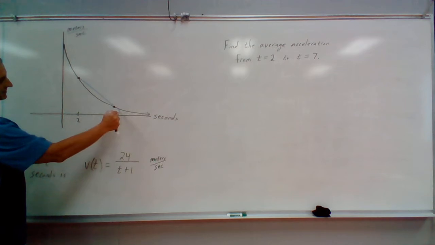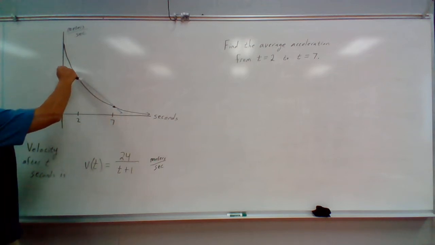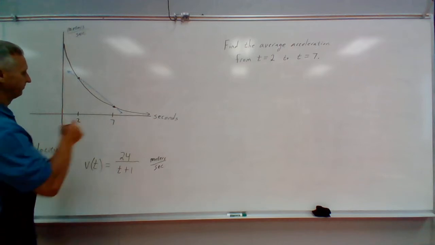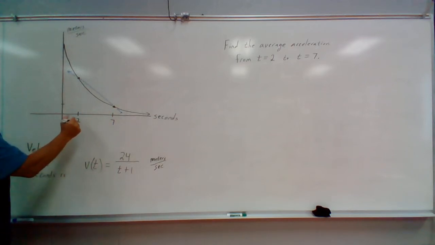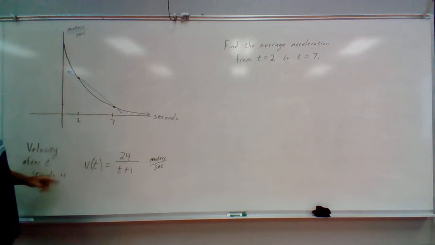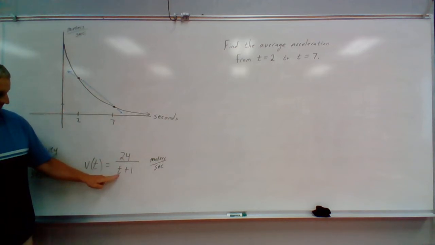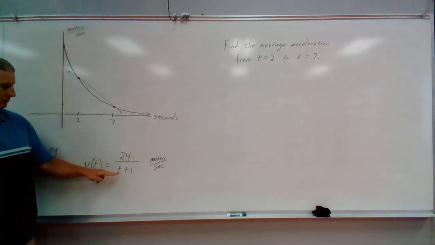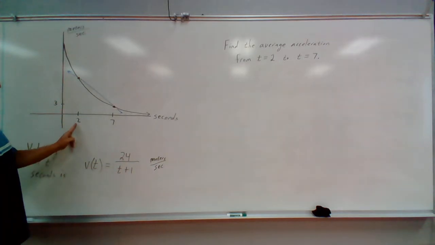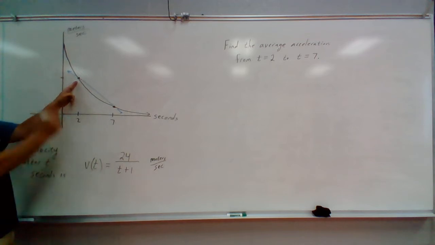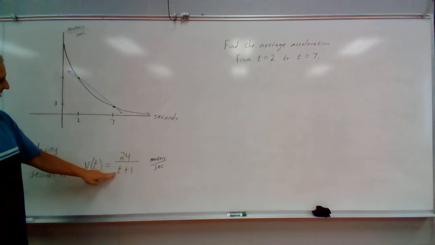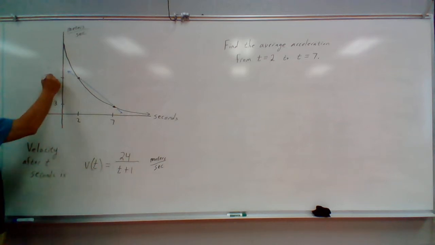Through those points. All right, let's label our graph. If this is 7, then put the 7 in: 7 plus 1 is 8, 24 divided by 8 is 3. Put the 2 in to find this one: 2 plus 1 is 3, 24 divided by 3 would be 8.